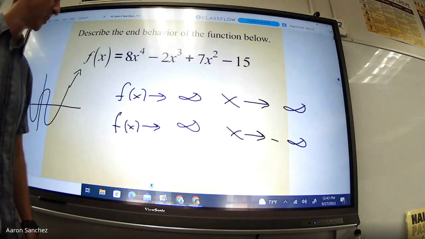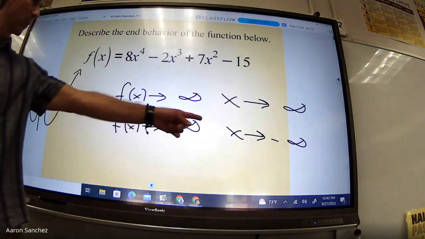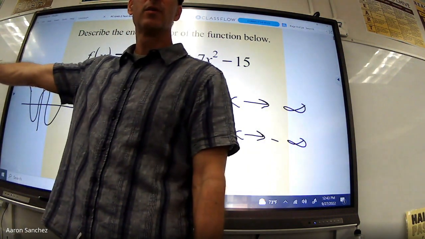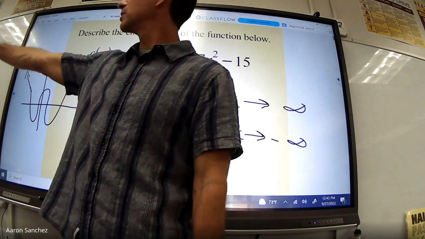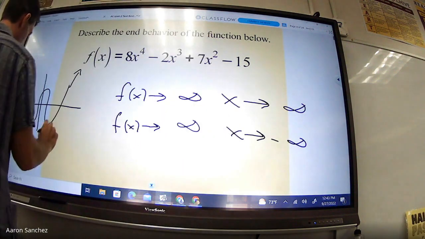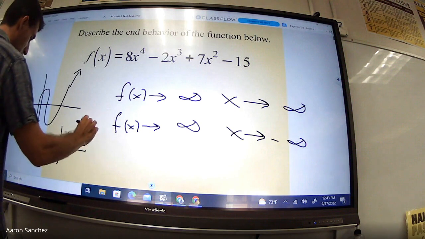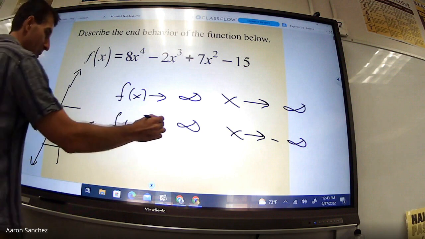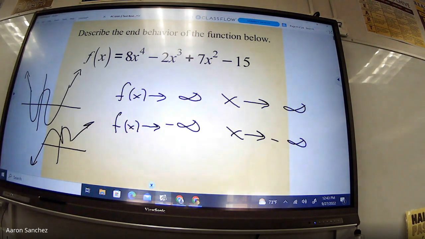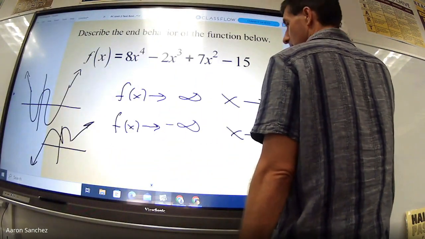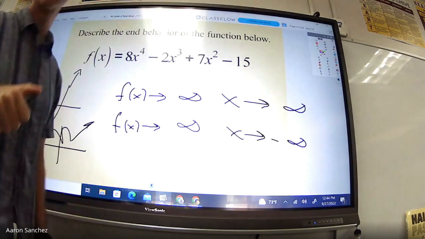Okay. Well, what is x doing in that direction? What is f doing? The f of x is the y. If it was going down, like if I went like this, and it ended going down, well, then this would be negative infinity. So it's going down in that direction. But it's not, so it's not. Okay. Are we good? Okay.